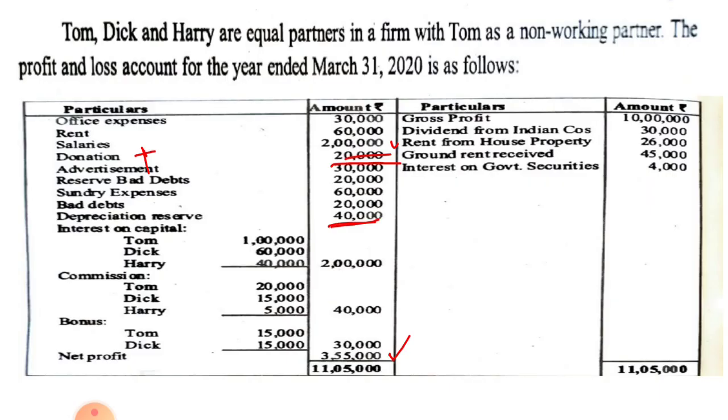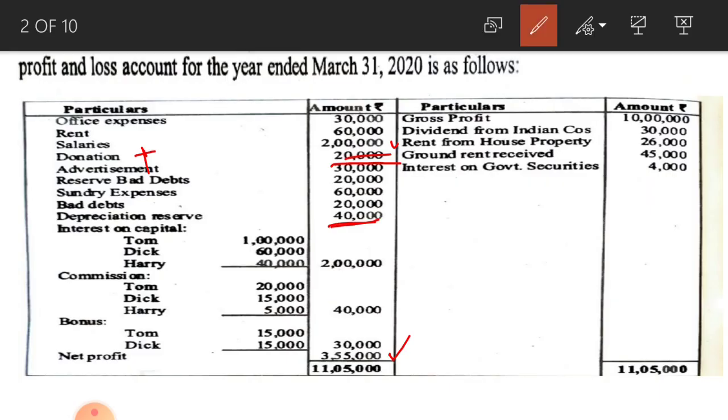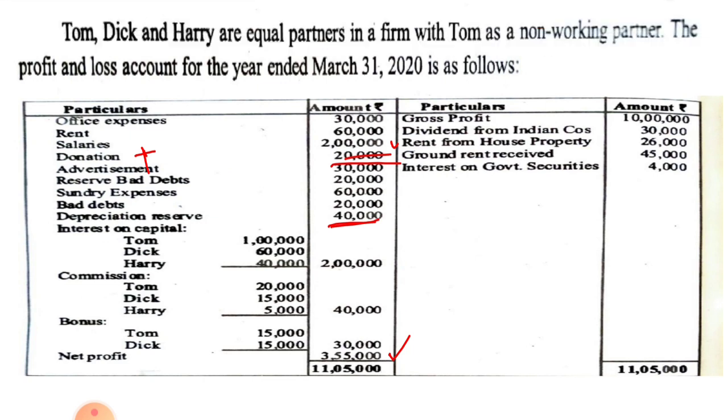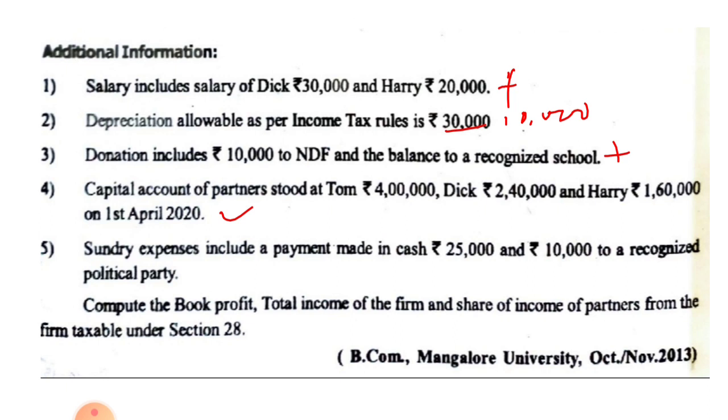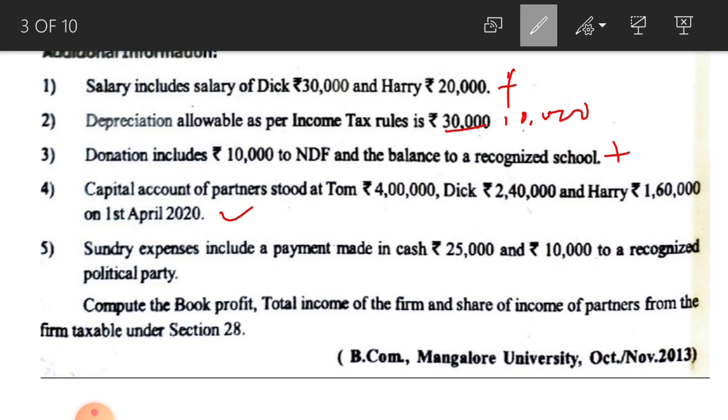As I told you, see here, interest on capital amount is given but percentage is not given. As you know, interest on capital up to 12% is allowable and above 12% is disallowed. Here you have to calculate 12% on interest on capital by using this capital account. That is 12% of 4 lakhs, 12% of 2 lakh 40,000 and 12% of 1 lakh 60,000.